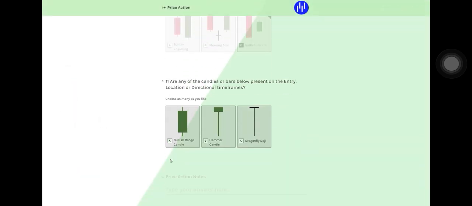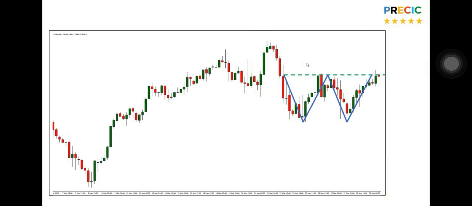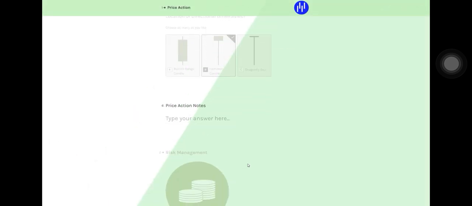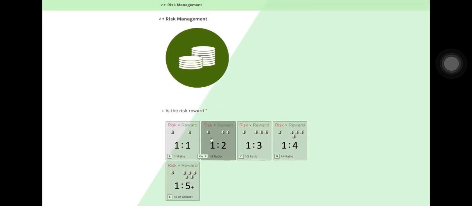The next question asks us if there are any candle patterns present in the same time frames. We can see that there is a hammer candle on the 4-hour chart just below the neckline, so we can select the hammer candle icon. Here we can type any observations on the current price action that we may find useful down the track for analysis. We can then move on to the next section, which focuses on risk management.